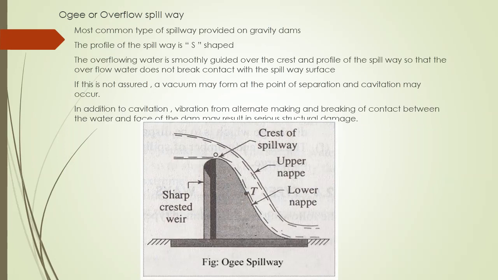Next one is ogee or overflow spillway. This is the most common type of spillway provided on gravity dams. The profile of the spillway is S-shaped. The overflowing water is smoothly guided over the crest and profile of the spillway so that the overflow water does not break contact with the spillway surface. If this is not assured, a vacuum may form at the point of separation and cavitation may occur. In addition to cavitation, vibration from alternate making and breaking of contact between the water and face of the dam may result in serious structural damage.